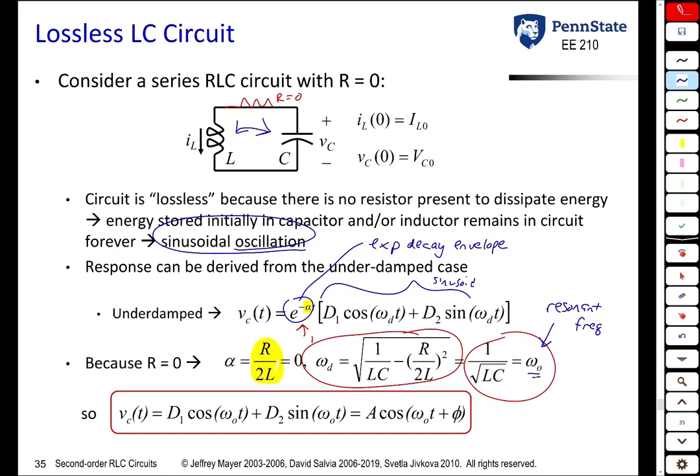We use the term omega naught to represent resonant frequency, and notice it is a function only of the inductor and capacitor value. So the response now becomes what's called an undamped response. And we see that the voltage across the capacitor is a cosine and a sine of the resonant frequency added together, which can be recombined into a single sinusoid of amplitude A and angle phi. To determine the amplitude A and phase angle phi of this oscillation, we have to utilize the two initial conditions, as we'll see on the next page.